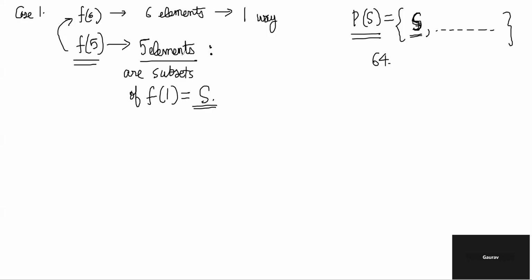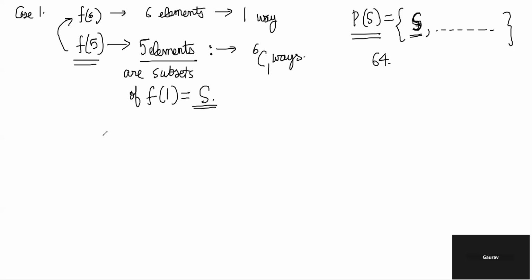Sir, it should be 6C1, because one of them you have to remove. So we can decide which one to remove. That there are 6 ways to remove it. So there are 6 different 5 element subsets, right?